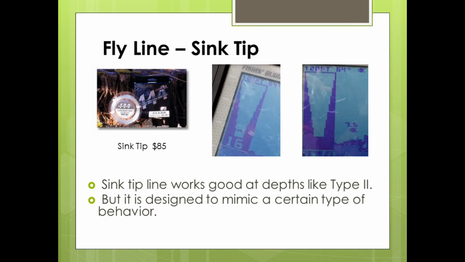Fly line sink tip. Sink tip line works good at depths like the type 2 line. Down the road, you may want to consider buying some sink tip line. It is a floating line where the first part of the line is about 8 feet long and is actually intermediate line. Sink tip works good at depths like Type 2 line does, but because of its design, it can actually mimic the behavior of certain types of insects underwater. Let me show you how this works.